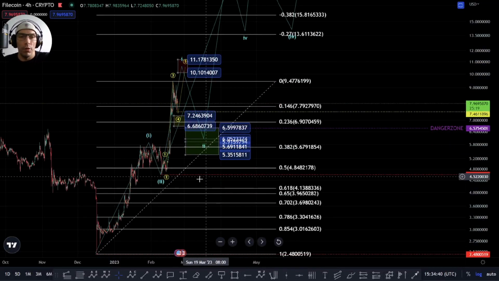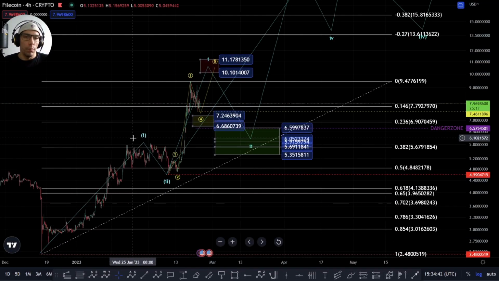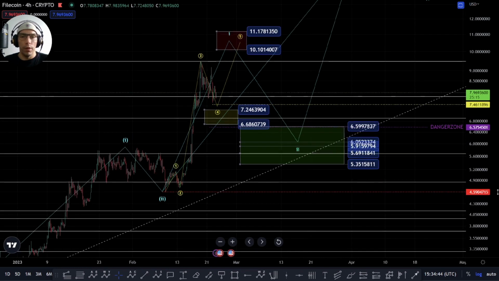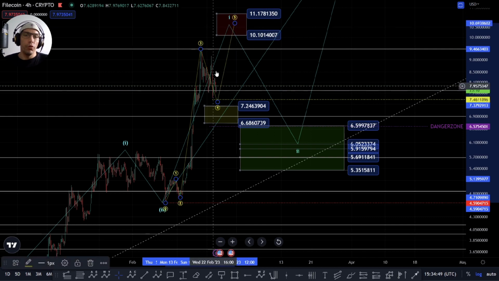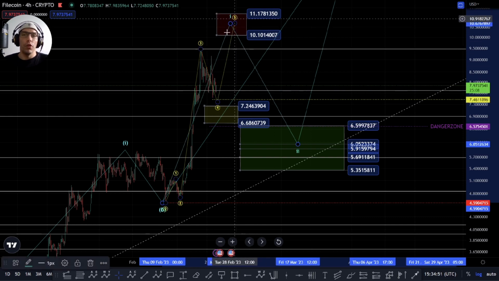But for the time being, we don't have that structure, and the way we can look at this though with the current structure we have is that, like I said, we could be looking for this additional fifth wave here, this push to the upside and finding rejection within this zone.